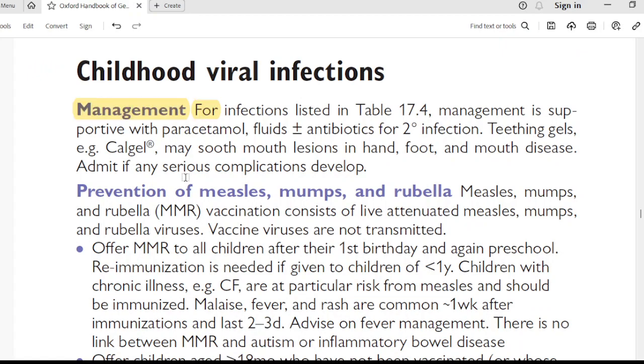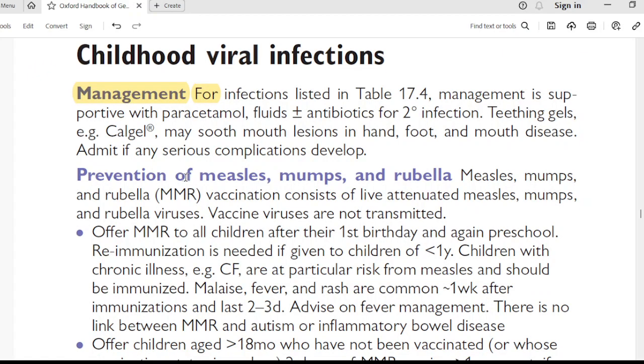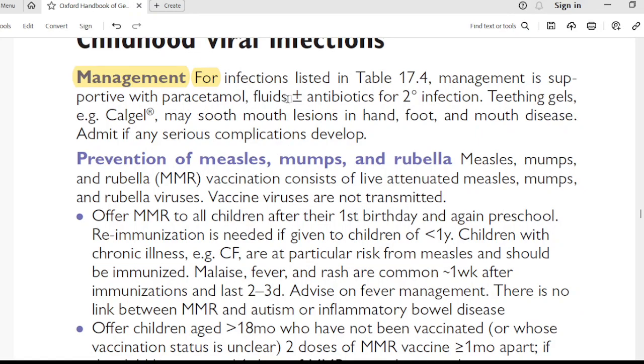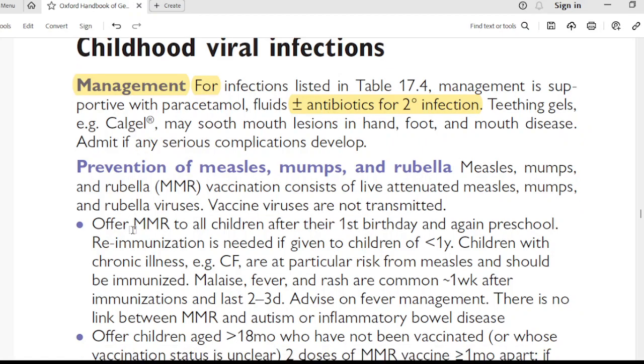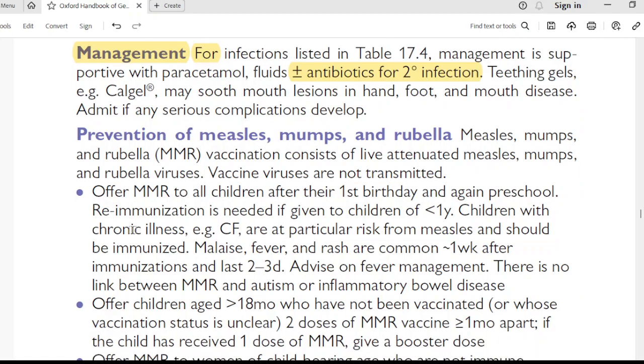Page 628, childhood viral infections management. For the infections listed in table 17.4, management is supportive with paracetamol and fluids, and antibiotics for secondary infection. So these are viral infections, so antibiotics only if there is secondary infection. Supportive paracetamol and fluids. Teething gels, for example Calgel, may soothe the mouth lesions in hand-foot-mouth disease, and admit if any serious complications develop. Prevention of measles, mumps and rubella.